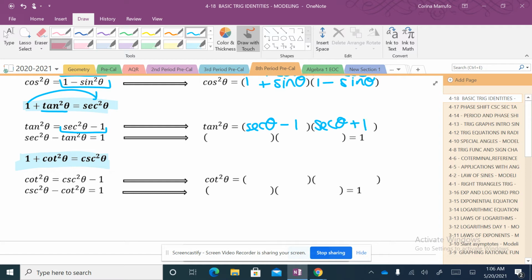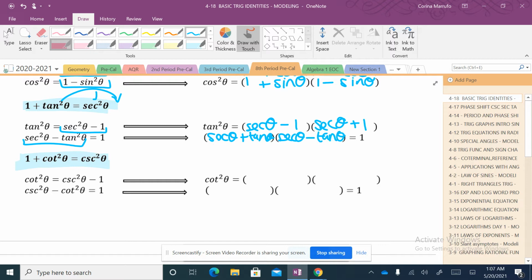All right, this next one, what they did here is instead of having 1 plus tangent squared of theta equals secant squared, they got the 1 by itself, so they moved the tangent to the other side by subtracting, and they got this. So when we factor this, we have secant of theta plus tangent of theta times secant of theta minus tangent of theta.